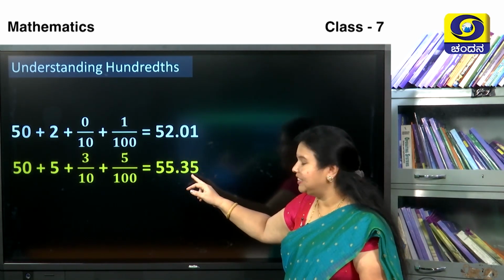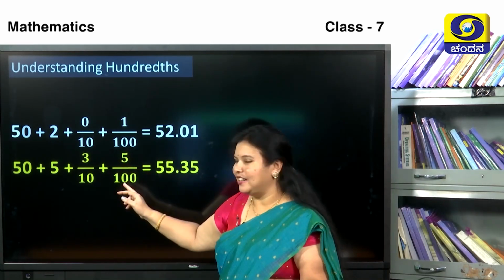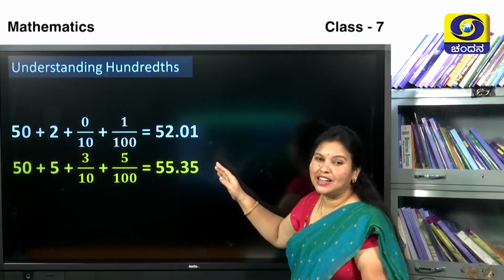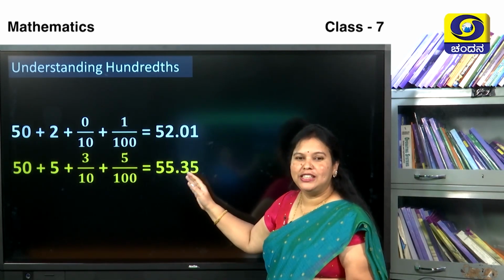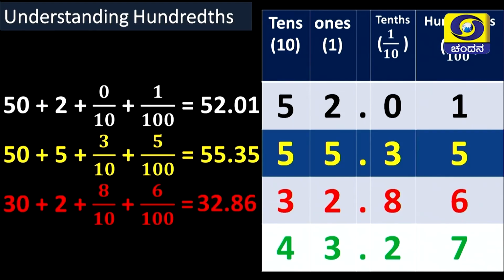So, we have to write it in 10th place, plus 5 by 100. So, it has to come in 100th place. So, by adding all these, we get 55.35. Now, we will place this in place value chart.